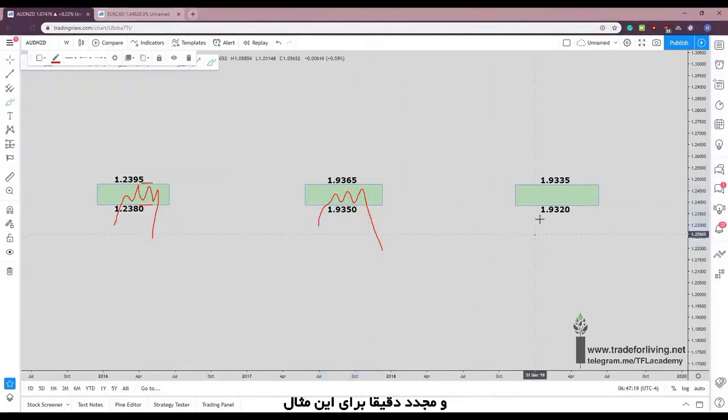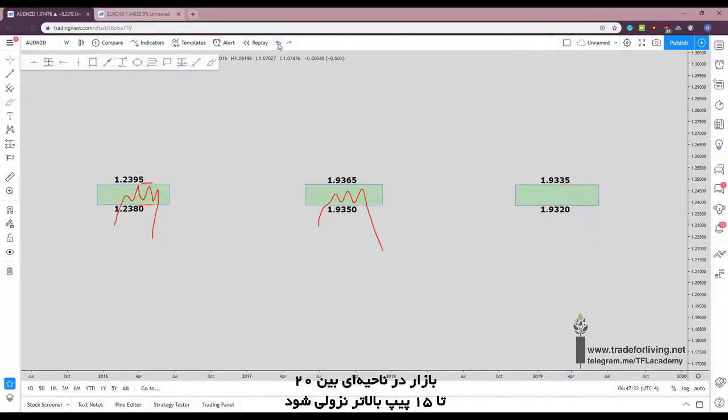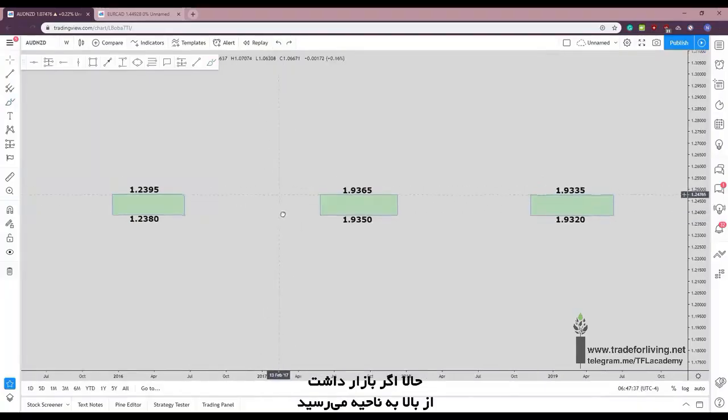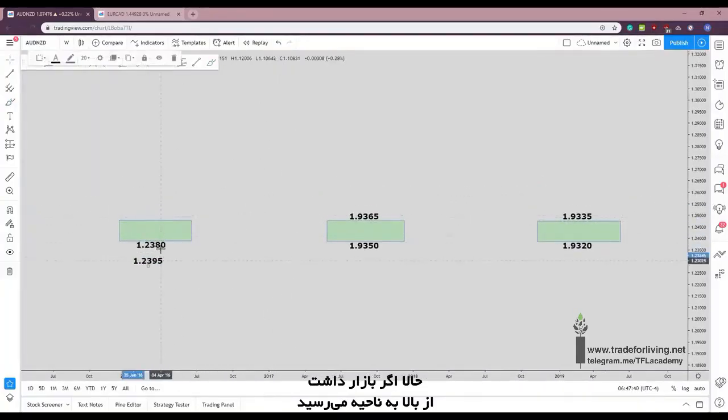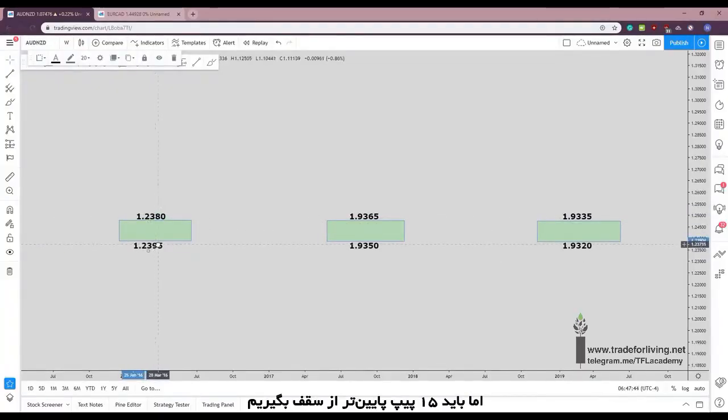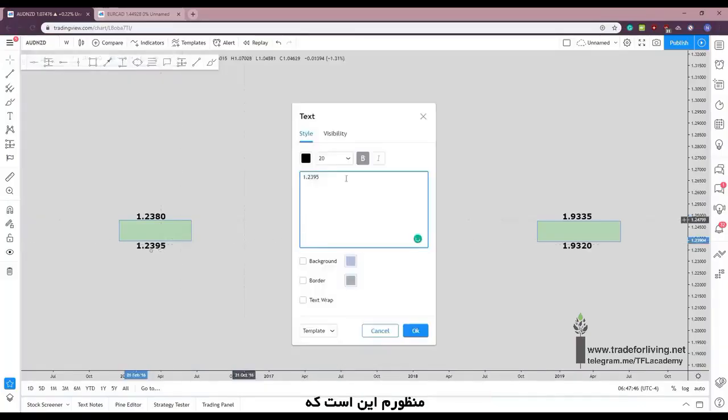And again, the same exact scenario for the 20. The reason we put this box from the 20 to 15 pips above the 20 is because we expect the market to reject an area between the 20 and 15 pips above the 20. This is the reason we do this. Now, if instead the market is coming from above, then the situation is completely the same, but we need to put 15 pips below. So basically, what do I mean? If we have 80, then we will put 65.